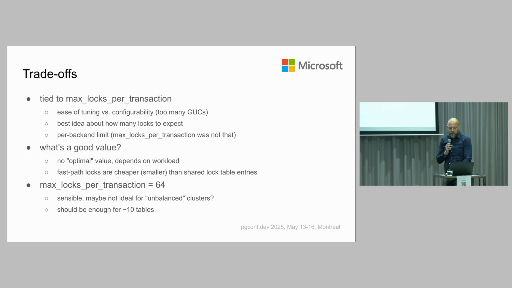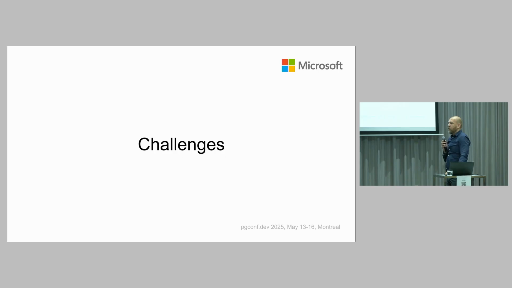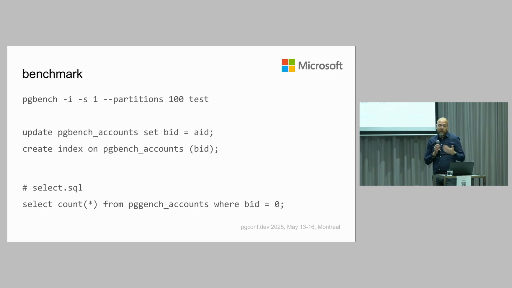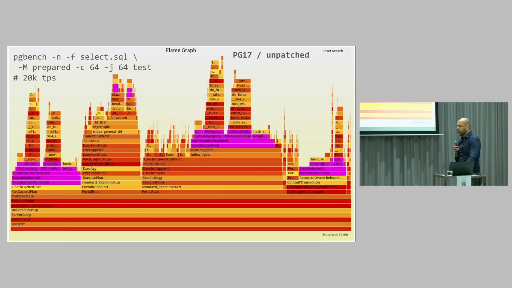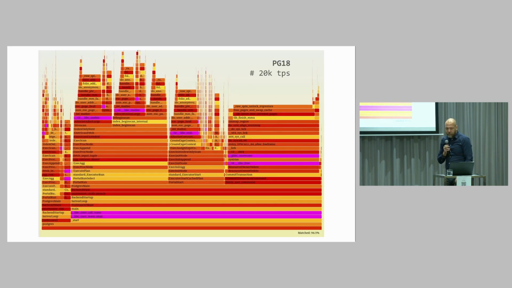shared log table. But let's talk about the challenges, the things that are not that great. Because if you do a simple benchmark with 100 partitions, and you do that with the fastpath logging on 18, what you will see is something like this. It'll be like the logging disappeared. But that's the original chart with a lot of logging on 17. If you do this on 18, you will see this.